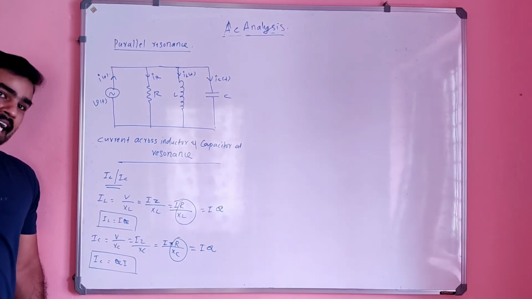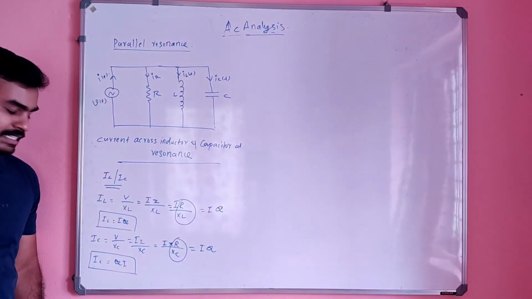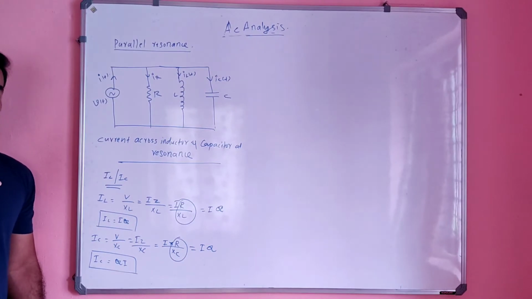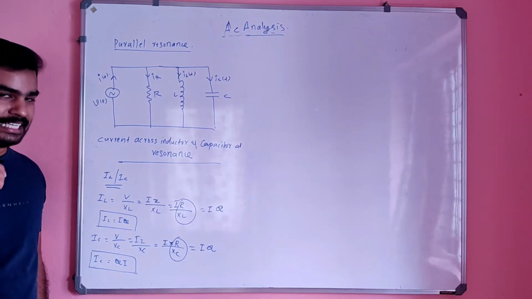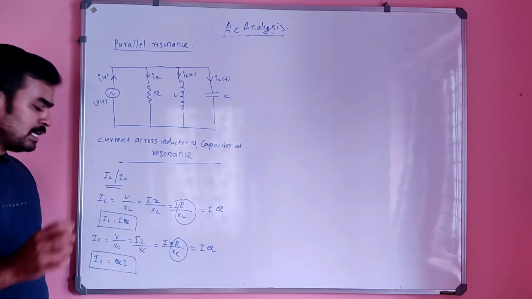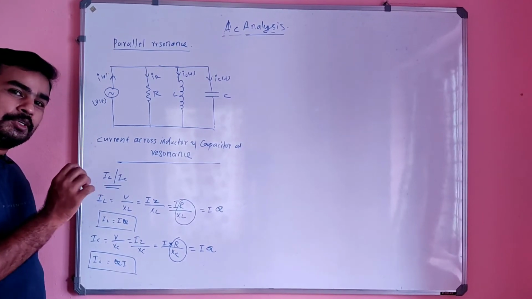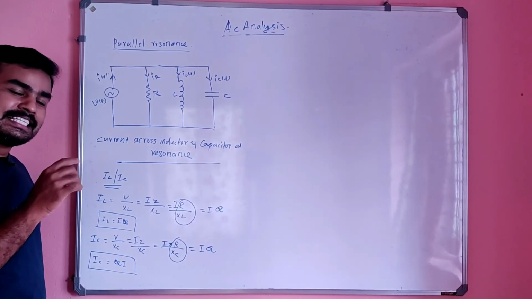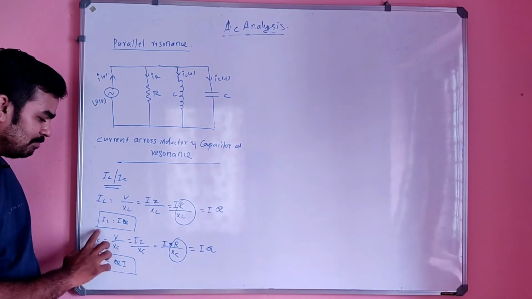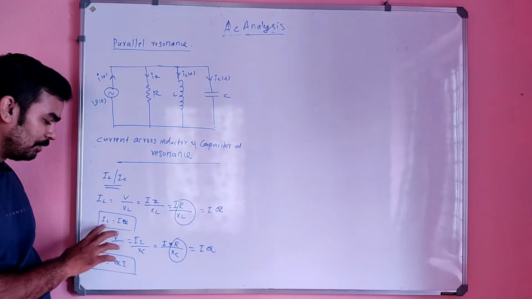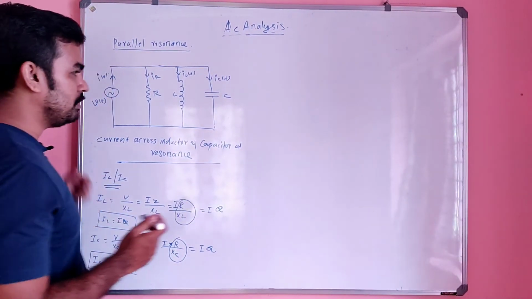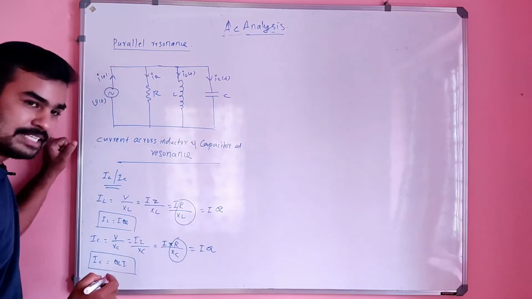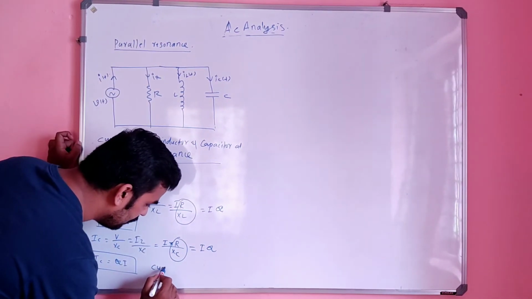In the same case, in series RLC circuit, what was that? Voltage will be amplified Q times across L and C, right? Did you remember that? In series RLC circuit, VL is equal to QV, VC is equal to QV, we learned that. Similarly, in parallel resonance circuit, IL is equal to QI, IC is equal to QI. That is why this circuit is called a current amplifier circuit.